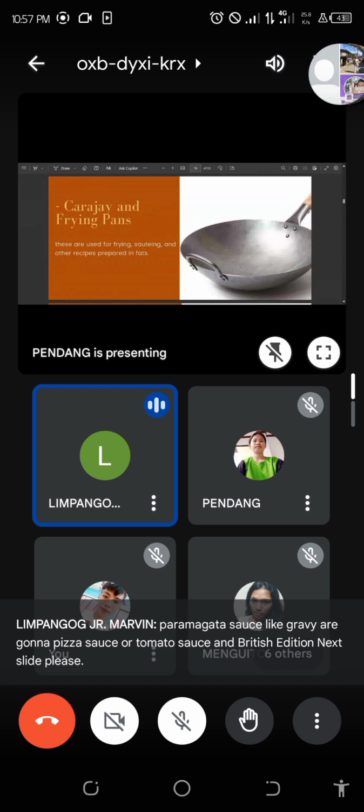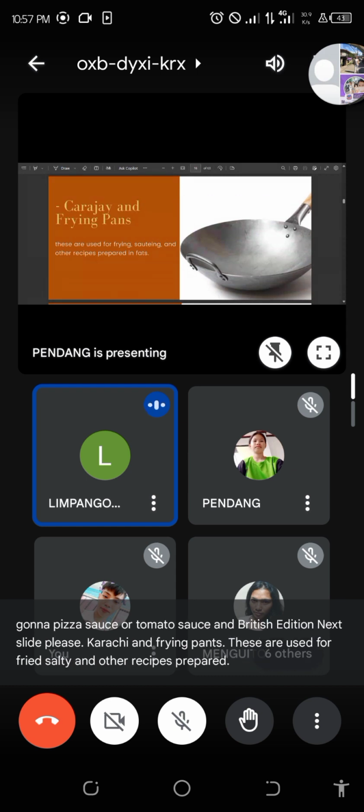Karahe and frying pans. These are used for frying, sauteing, and other recipes prepared in fats.